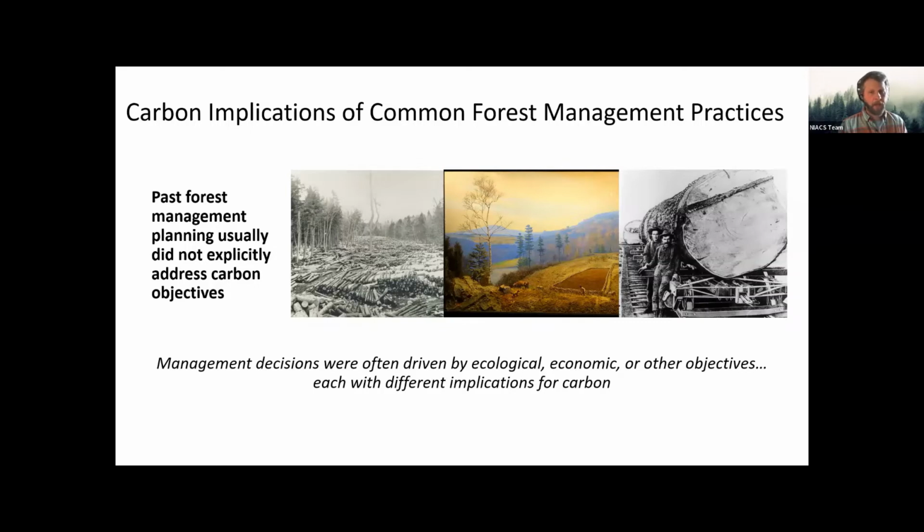So when we look to the past, we look to what has been implemented in management of forests in the past, we recognize that carbon objectives weren't often a part of those plans. They were often driven by other ecological, oftentimes economic objectives. And there are strong implications for carbon for all of these things. And I'm just going to highlight some of the actions that had some clear benefits for carbon. There's obviously a lot of negative benefits for carbon from some of these actions as well.